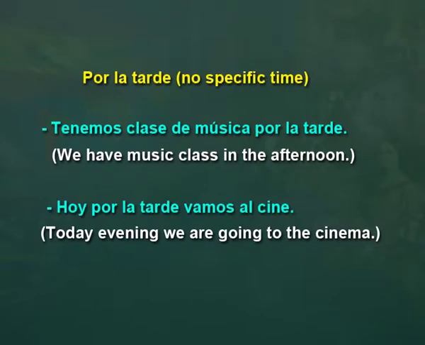Similarly, the expression por la tarde, no specific time, is in the evening or afternoon. For example, tenemos clase de música por la tarde. We have music class in the afternoon. Another example we will look at, hoy por la tarde vamos al cine. Today evening, yes, hoy the word is today. Hoy por la tarde, today evening, we are going to the cinema.